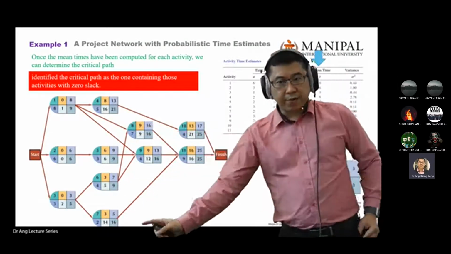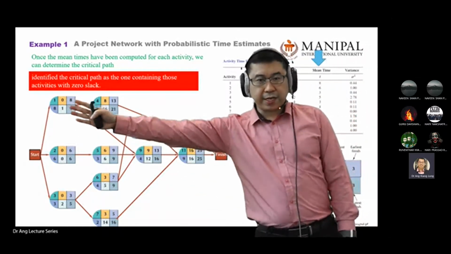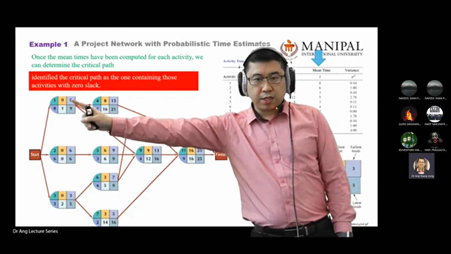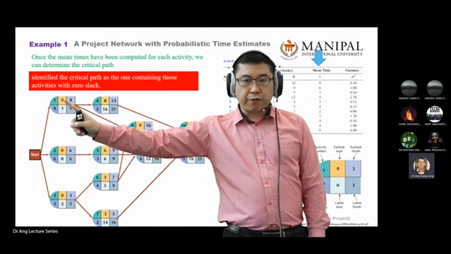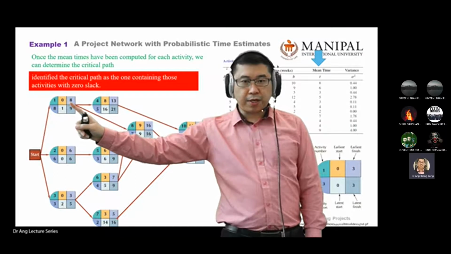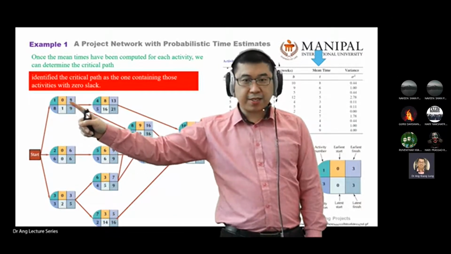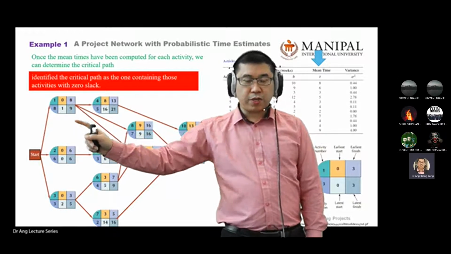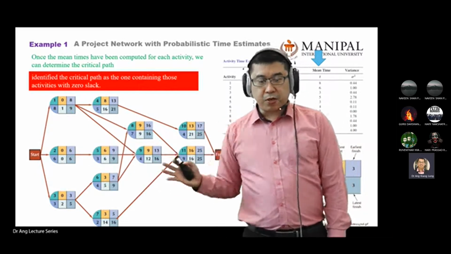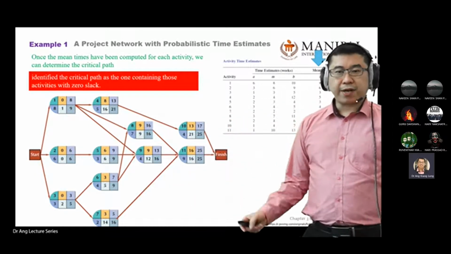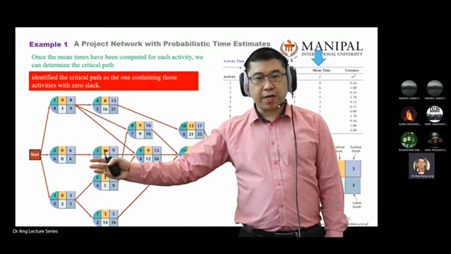into this diagram. The exercise of finding the numbers of these two, we use forward pass, and these two we use backward pass. And from this diagram alone, you should be able to identify which one is the critical path or critical activities.